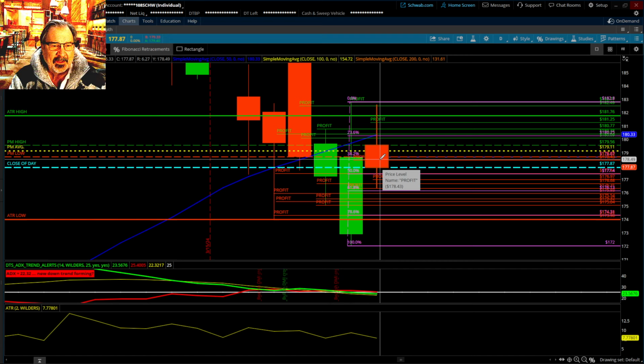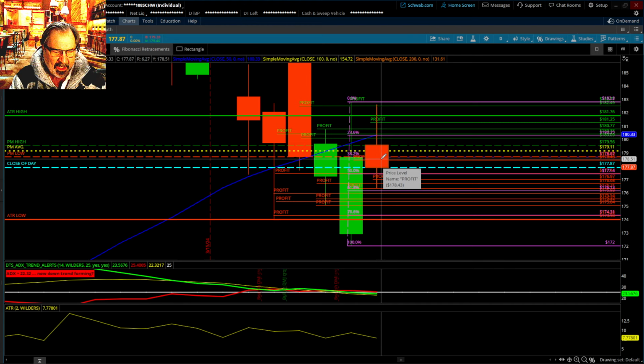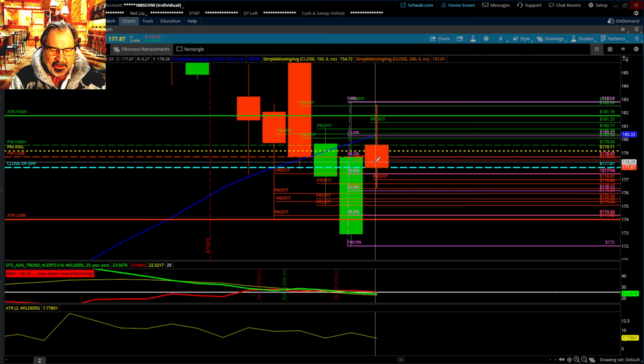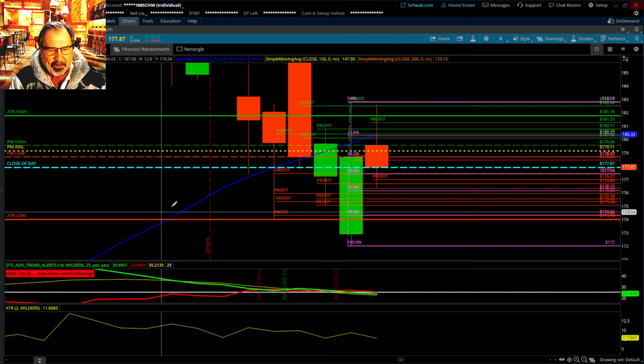Okay, so right here under close, at the right of my picture, watch that number, it says 177.87. That's where I marked the close of day to close of day. But you look at that candle, then you look at the ATR down there, $7.77 right down here. Again, follow that. You divide that in two, and you subtract half of it from the close to get the ATR low, and add the other half to the close to get the ATR high. And that is our range where we want to mark most of our profit-taking levels. So that's how you start.